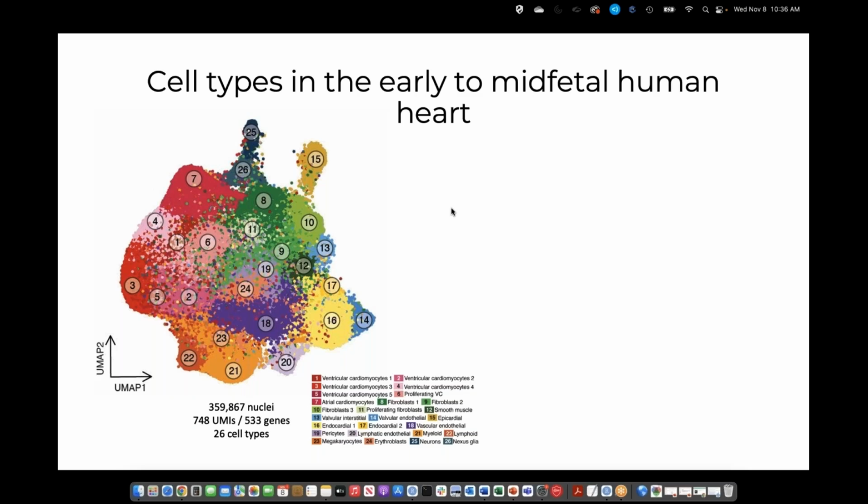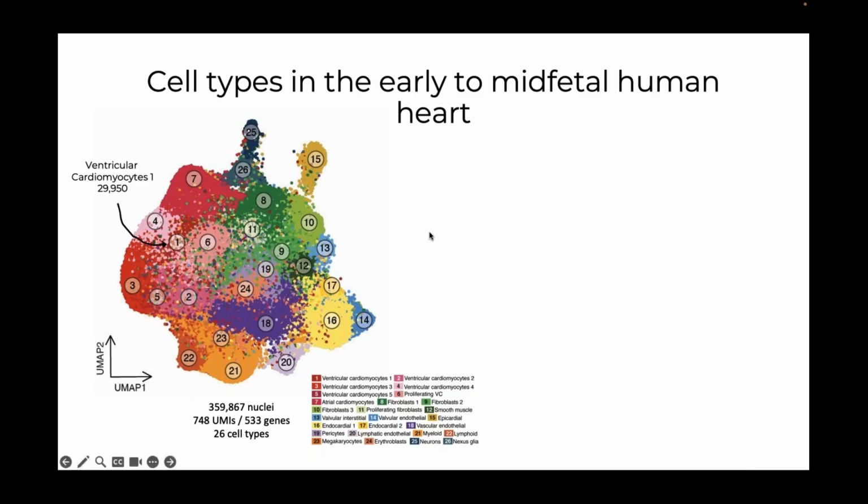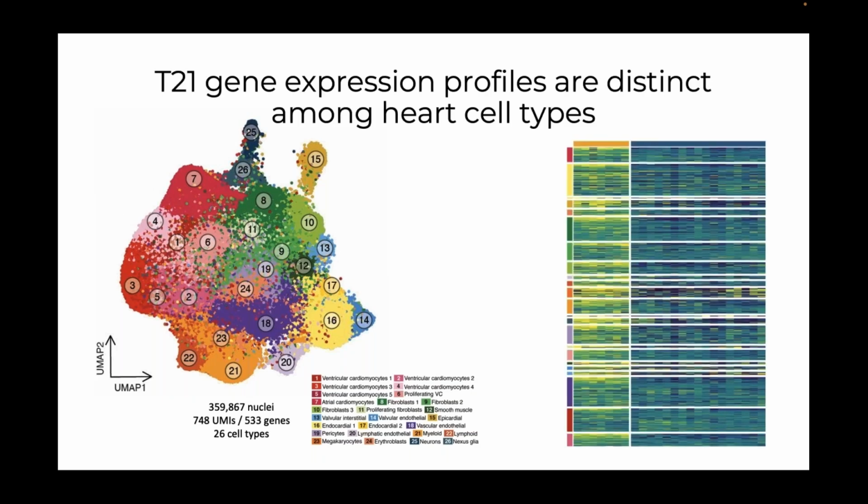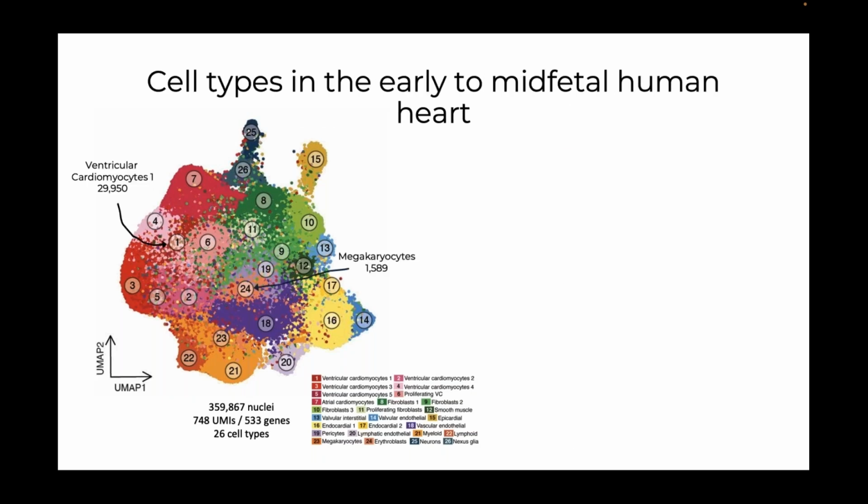Among the 26 cell types, ventricular cardiomyocytes were the most numerous that were recovered, while megakaryocytes were the smallest population that were retained here. We did look for differences in proportions of cell types between trisomy 21 and controls to determine whether or not there was an imbalance in the number of cells, and did not detect that.